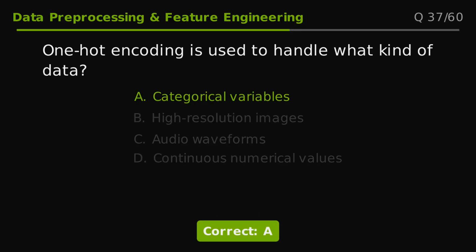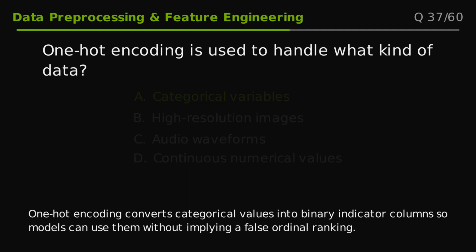The correct answer is B. One-hot encoding converts categorical values into binary indicator columns so models can use them without implying a false ordinal ranking.